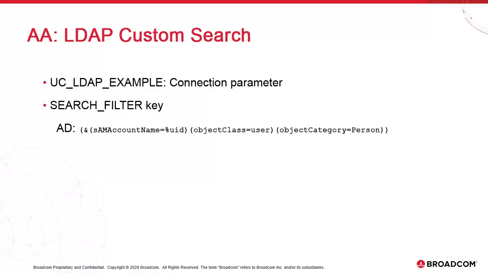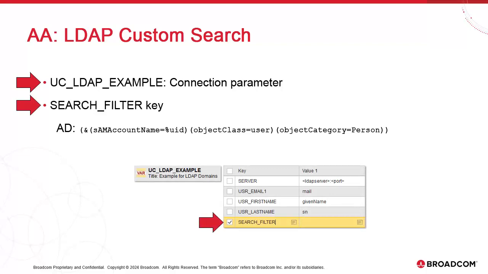For the deployment of LDAP, we use the UC_LDAP example variable in client 0. We have to substitute example with the name of the domain. This has been the case for a few releases. The new feature is the search filter value, which enables custom user searches in the LDAP domain. We've provided an example for Active Directory.